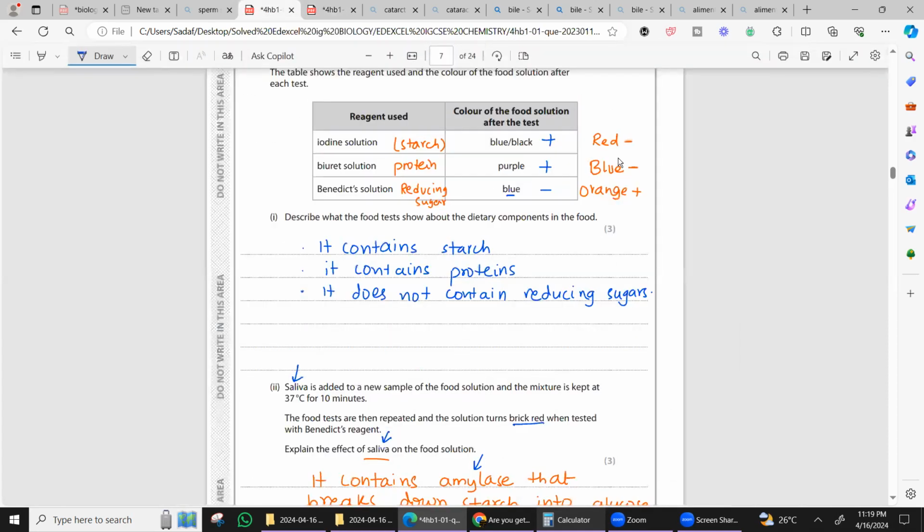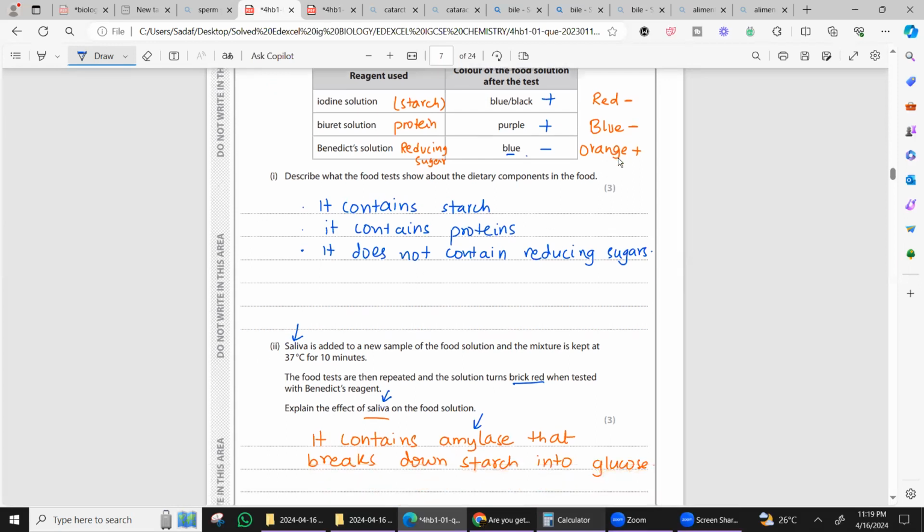We can see that the result of iodine solution for starch, if it is blue-black, it is positive. If it is brick red, it is negative. Biuret solution on protein gives a positive test with purple color and a negative test with blue color. Benedict's solution for reducing sugar, if the result is orange color, it is positive. If it is blue color, it is negative. You have to learn all these results.